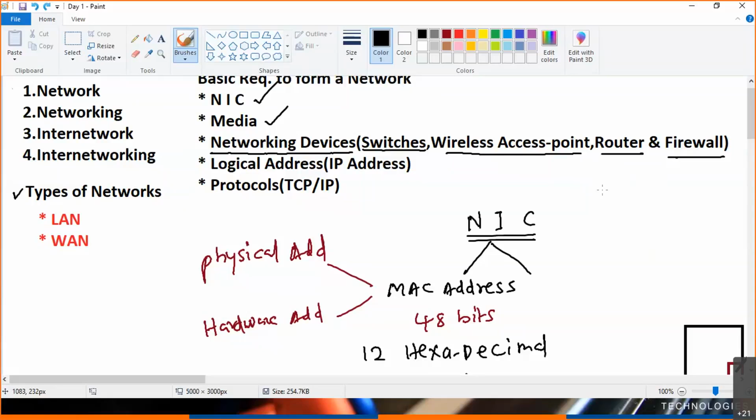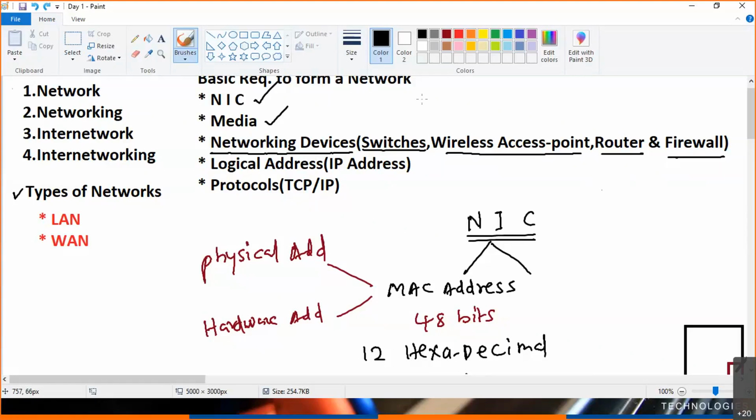From a router to a firewall, is it straight cable? Can router to firewall also be cross cable? Cross cable only, because all these are the same type of devices. Okay, thank you.